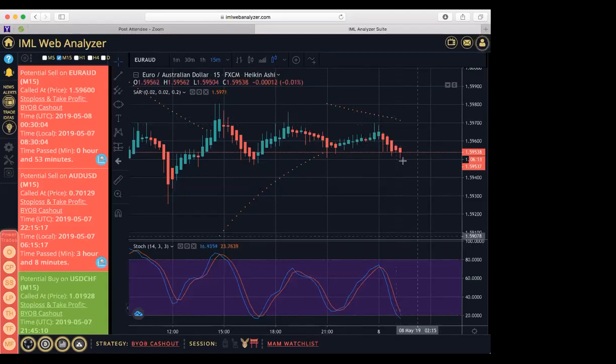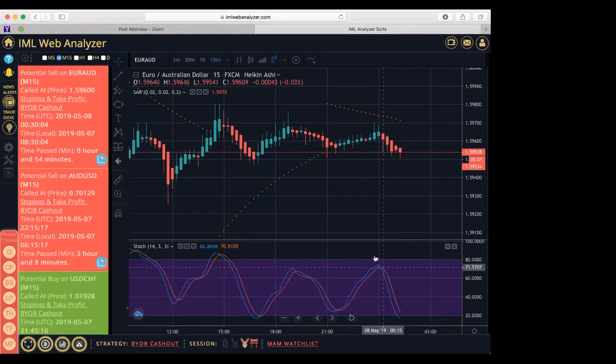Then we have the stochastic at the bottom. What does the stochastic show me? This shows me momentum, the momentum of the market. So everything that we're focusing on is what the market is doing, and we want it to be doing it in a strong direction. So with the stochastic, if I'm going for a sell, I want my blue line to cross over the red and go in a downward trend. That's what I want with my stochastic.